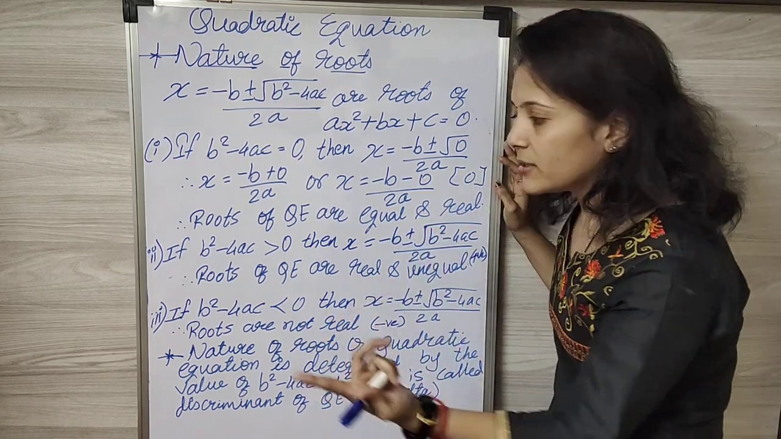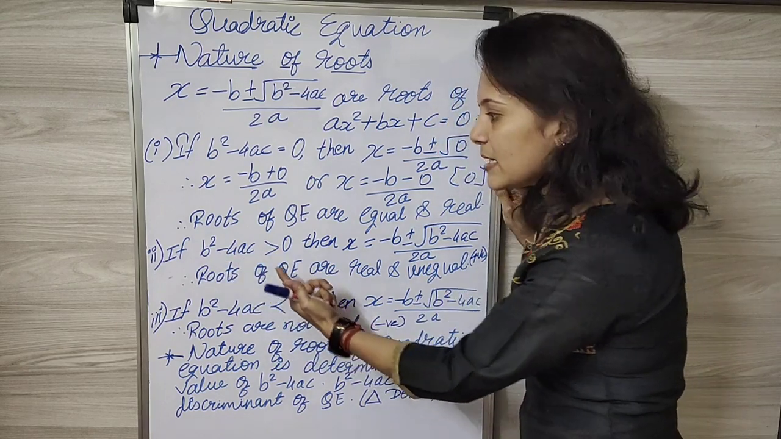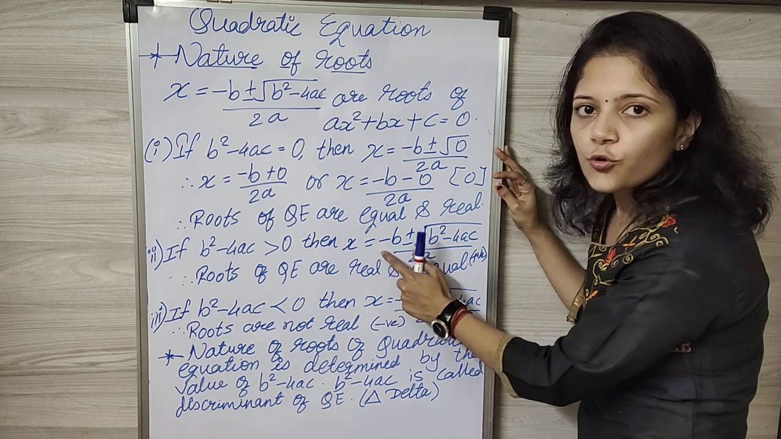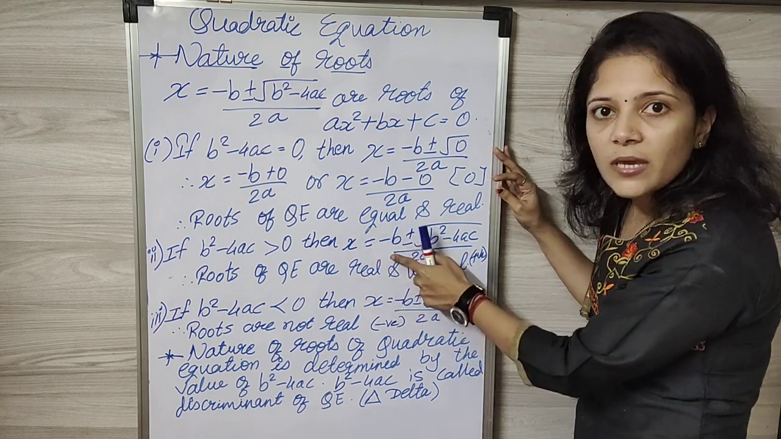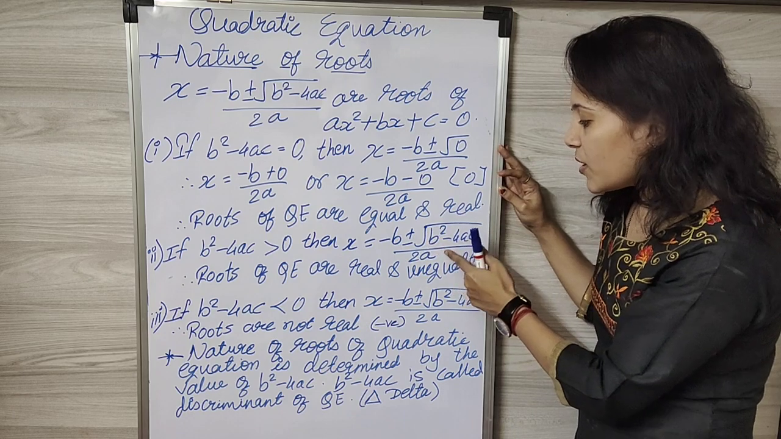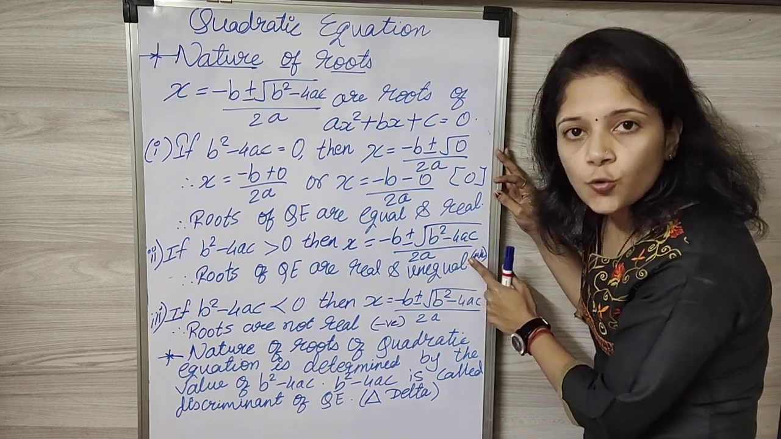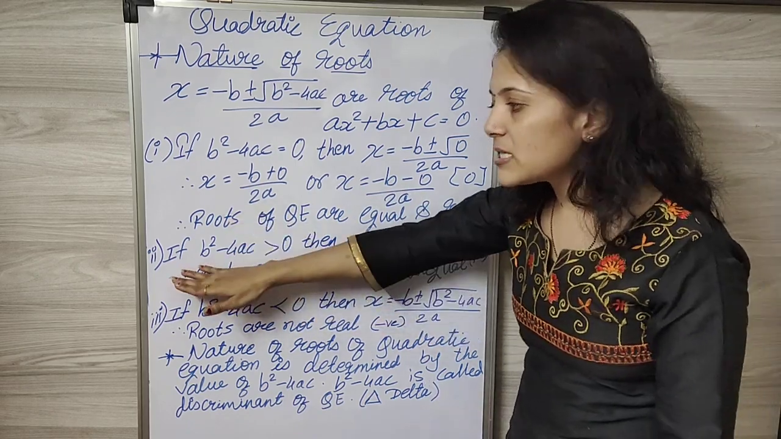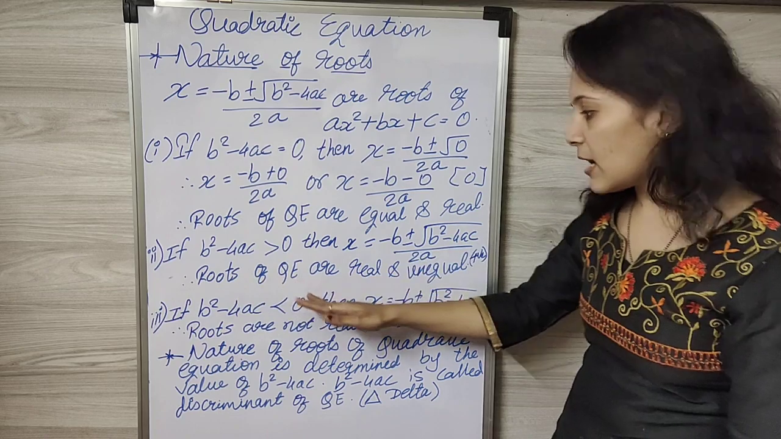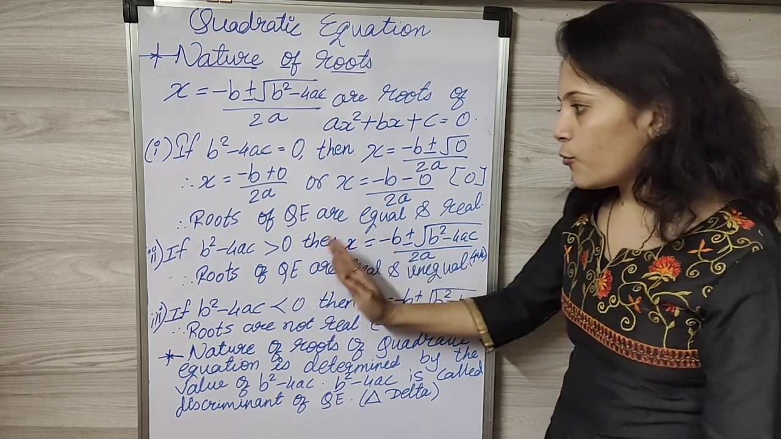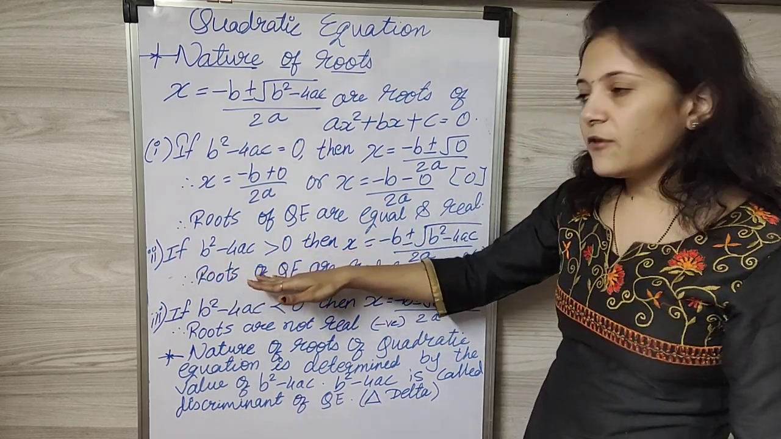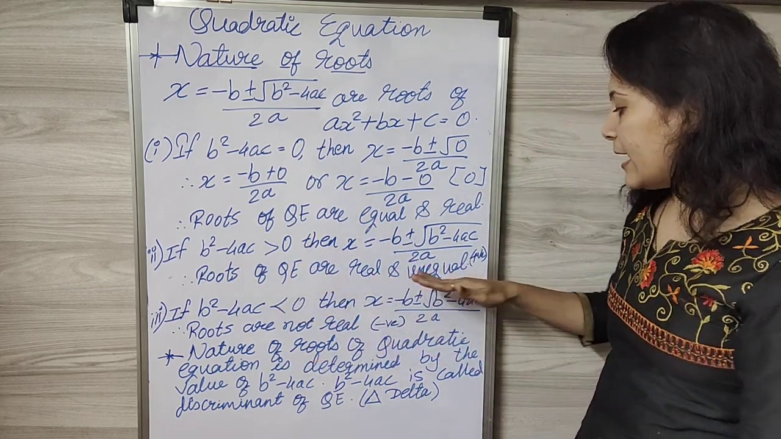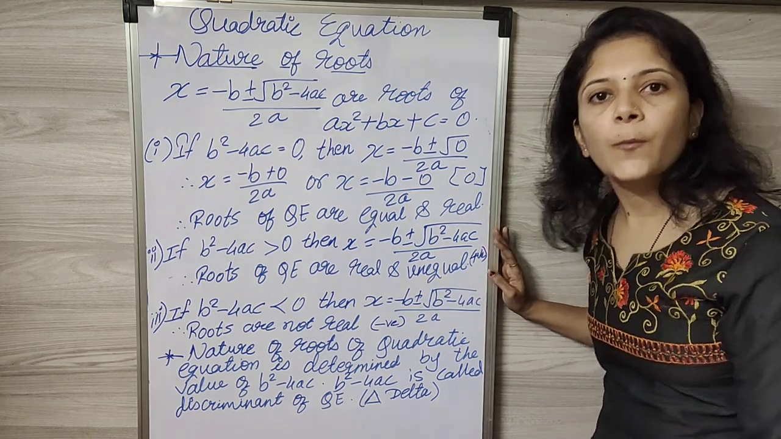Now what is the second condition? If b square minus 4ac is greater than 0, then x is equal to minus b plus minus under root b square minus 4ac whole divided by 2a. This is the root formula, don't forget this. Therefore, when the value of b square minus 4ac is positive, then the roots are real and unequal. The number will be a positive number, right?